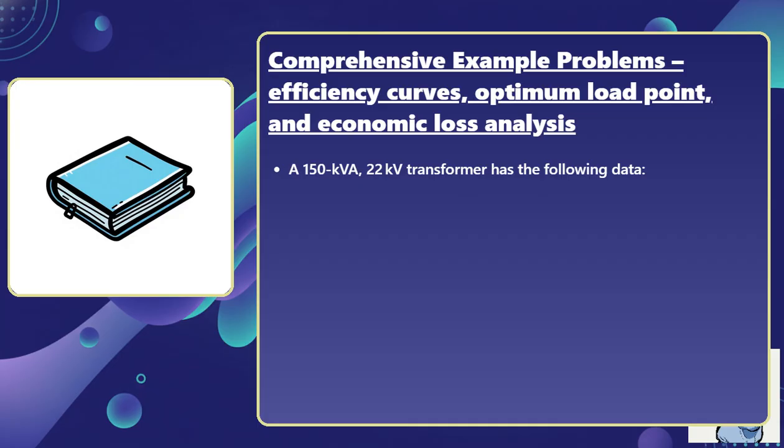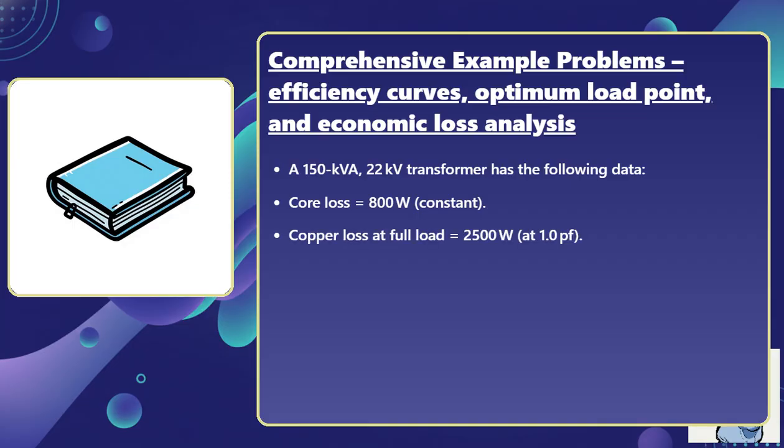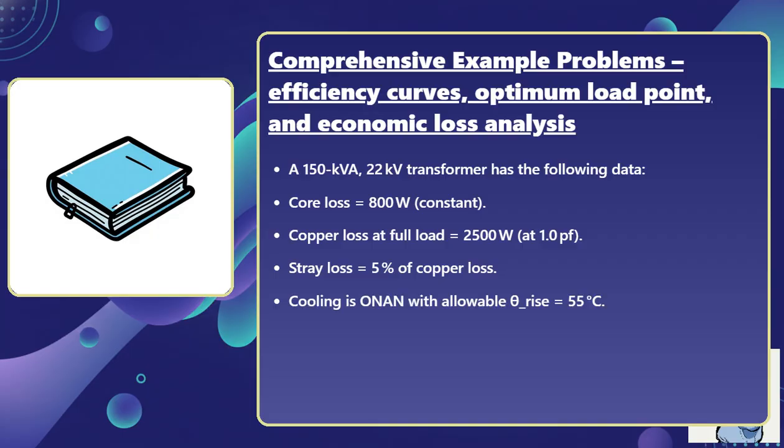A 150 kilovolt ampere, 22 kilovolt transformer has the following data. Core loss equals 800 watts constant. Copper loss at full load equals 2,500 watts at 1.0 power factor. Stray loss equals 5% of copper loss. Cooling is ONAN with allowable theta rise equals 55 degrees Celsius. Energy cost equals 10 cents per kilowatt hour. (a) Plot efficiency versus load, 0 to 100%.